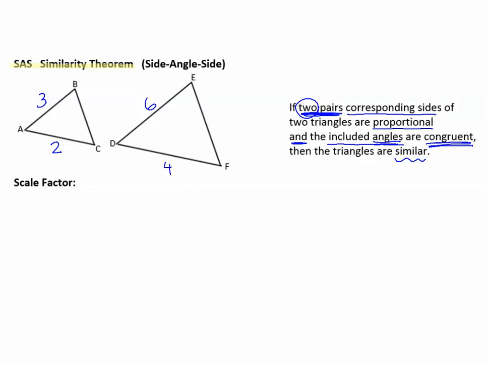The included angle means the one that is between. Included means between. The included angle is the one between. So if these are the two sides, they both touch at A. A would be the congruent angle to the one where these two sides touch. They touch at D. So angle A is congruent to angle D.